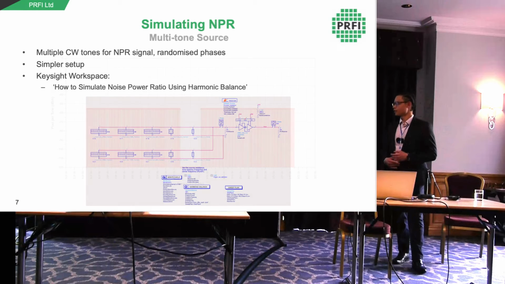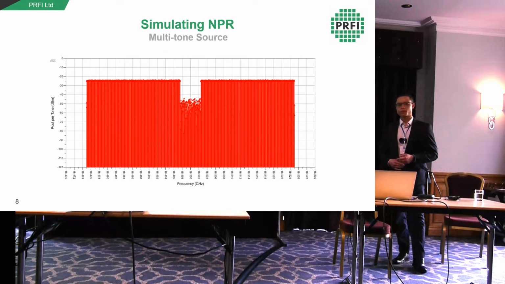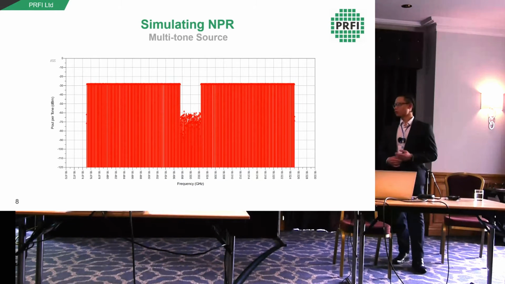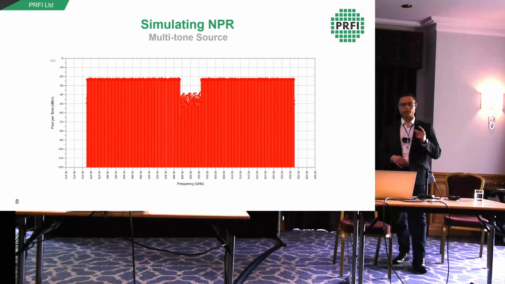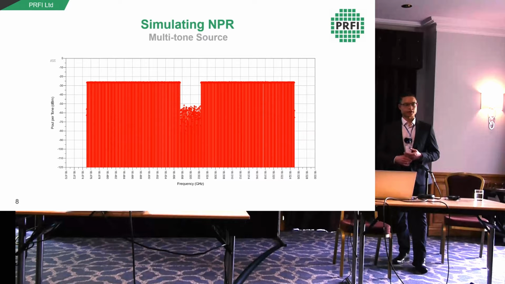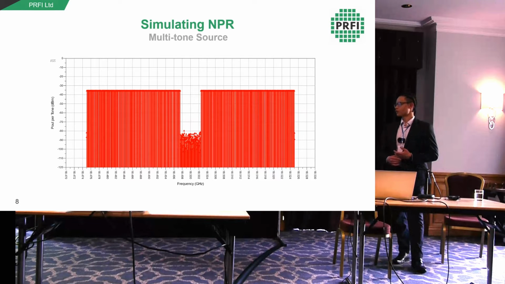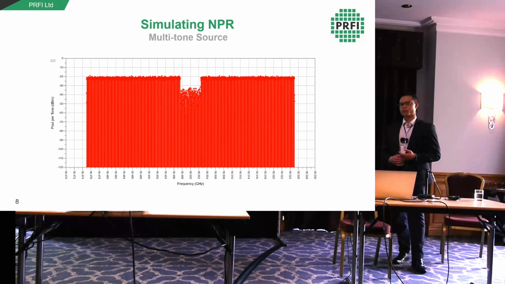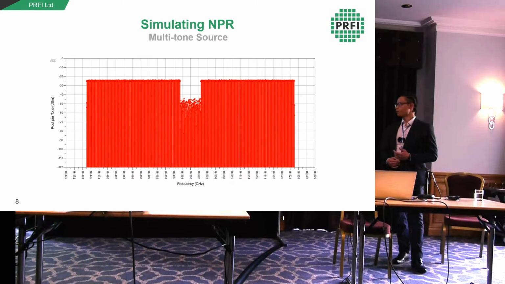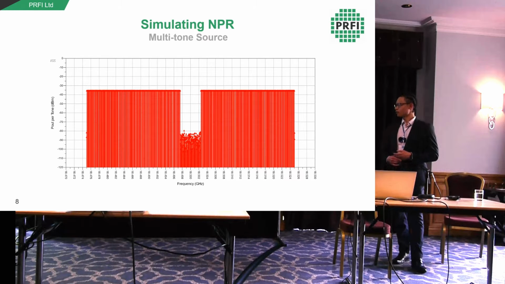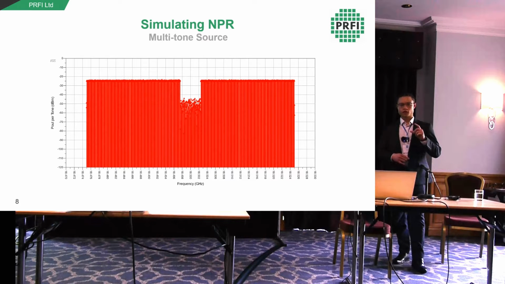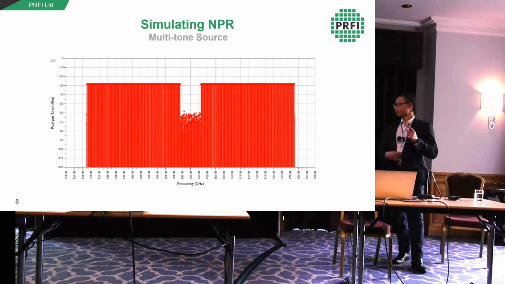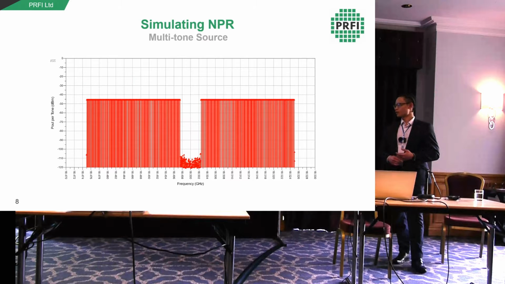This shows the spectrum at the output of the amplifier. Again, you see quite a big notch depth at low input powers, and then as that power is swept, the notch fills up quite quickly, and the noise power ratio decreases. You may be able to see inside the channel, there's quite a large range on the error.